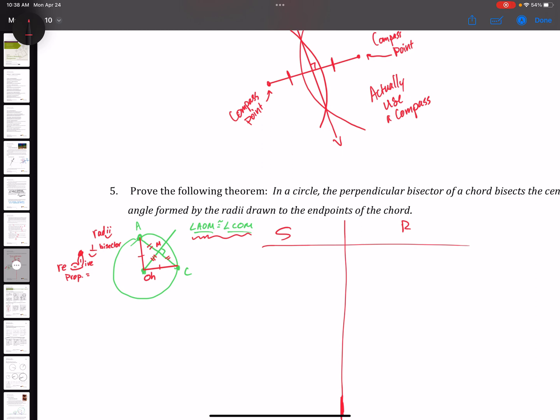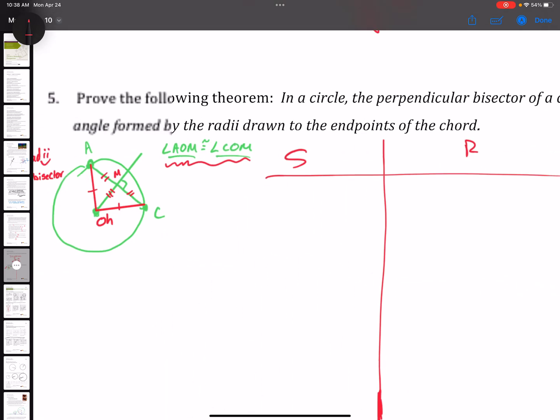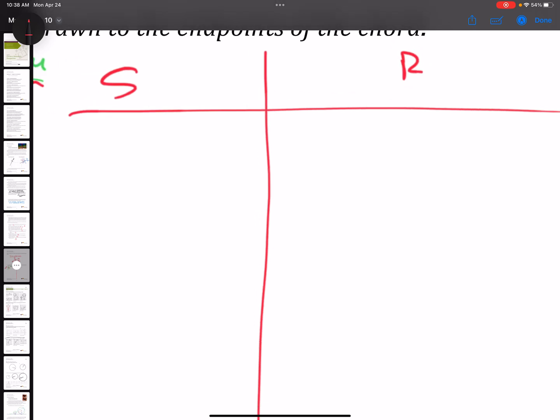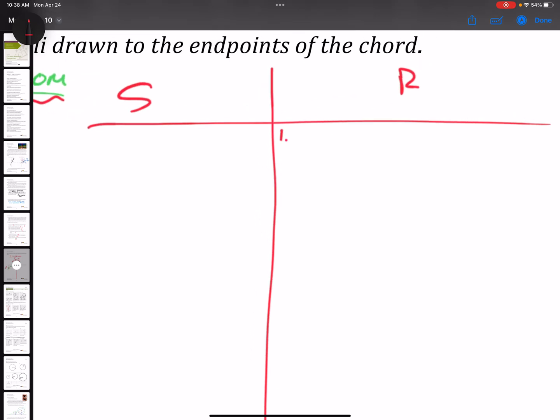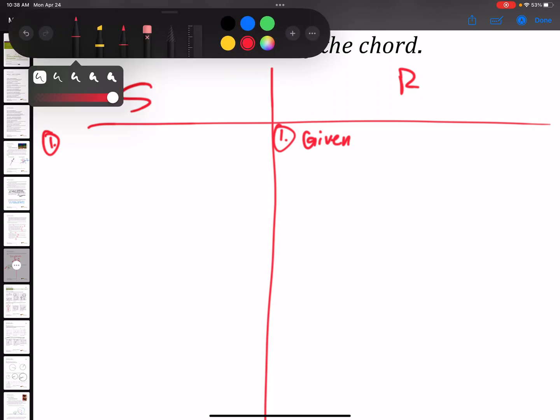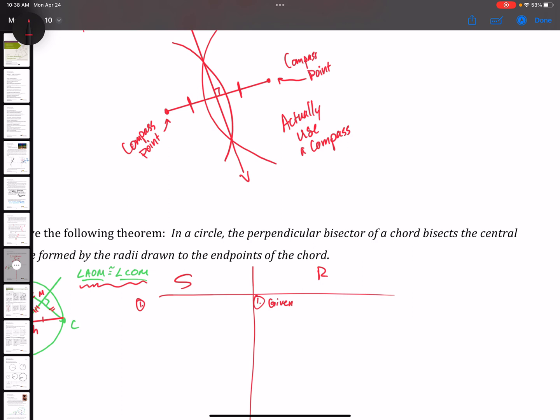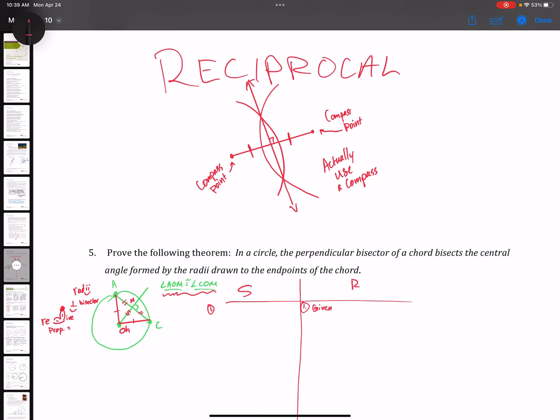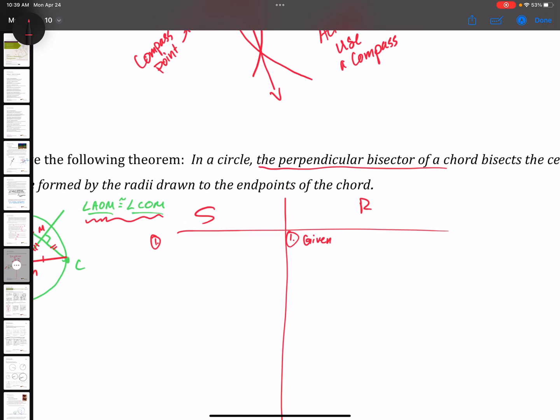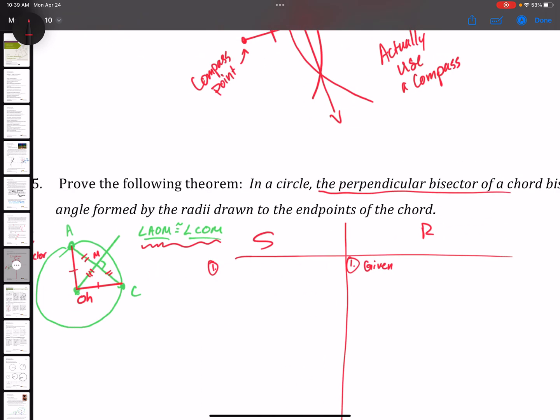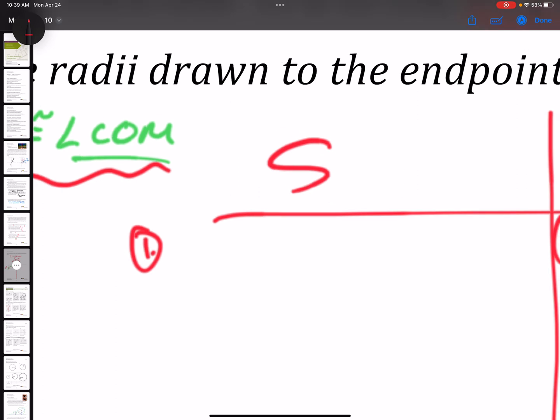So let's go ahead and formalize this and start writing it down. The first thing that we should always do when we're given a proof is what? Write the given, which is what? The perpendicular bisector. So we have perpendicular bisector OM of AC, and AC is a chord. So perpendicular bisector OM of chord AC. Let's say that.